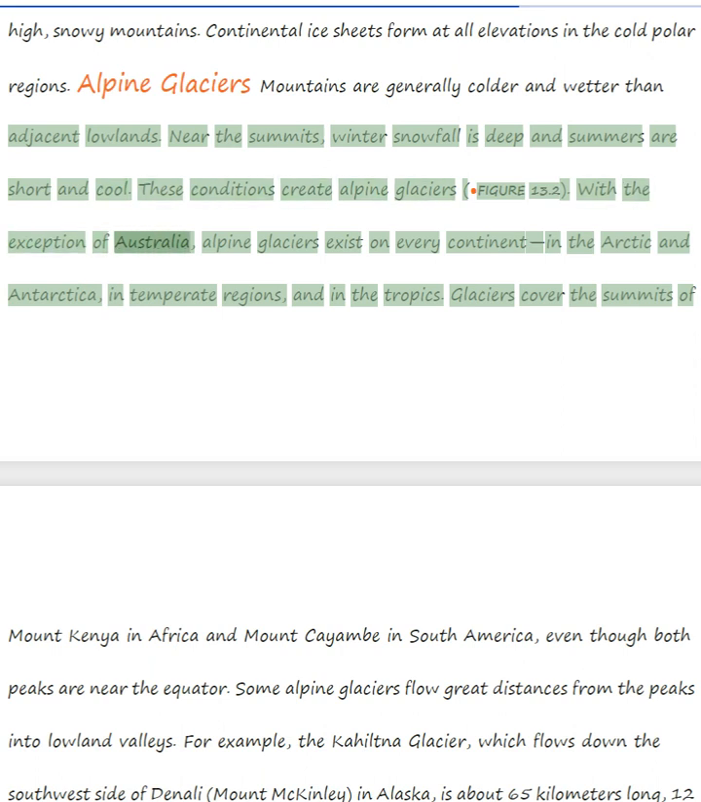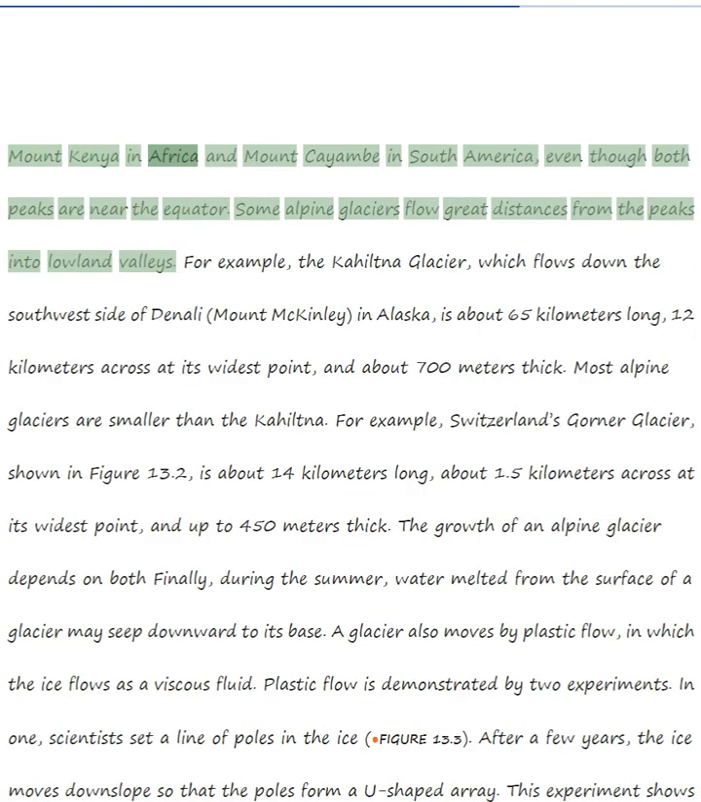With the exception of Australia, alpine glaciers exist on every continent, in the Arctic and Antarctica, in temperate regions, and in the tropics. Glaciers cover the summits of Mount Kenya in Africa and Mount Cayambe in South America, even though both peaks are near the equator.